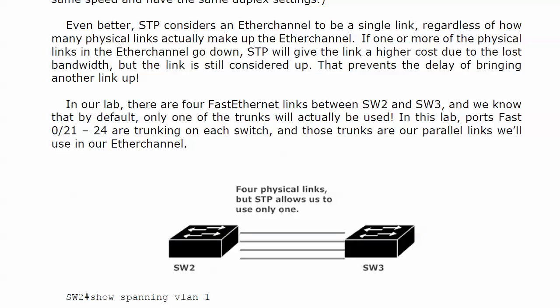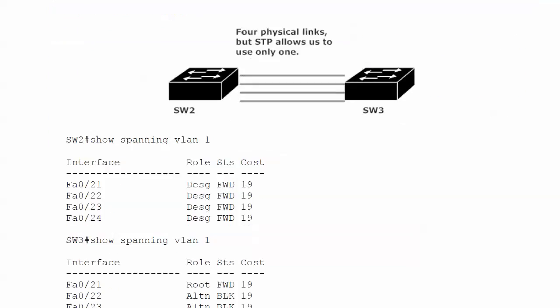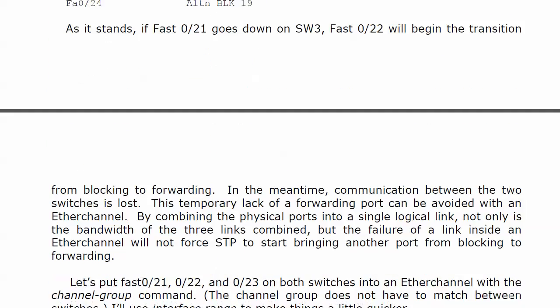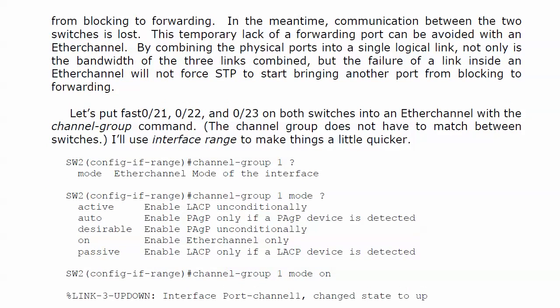Now that drives us crazy, right? Because we're sitting there looking like, no, we got a lot of traffic going between 2 and 3. I don't want to use just one of these 4 paths. I want to use all of those paths if I can. And we could put all of them inside an ether channel. And what I want to do for a demo here, though, is just put 3 of them in an ether channel. And then we'll start looking at how failures of links impact STP and impact the ether channel.